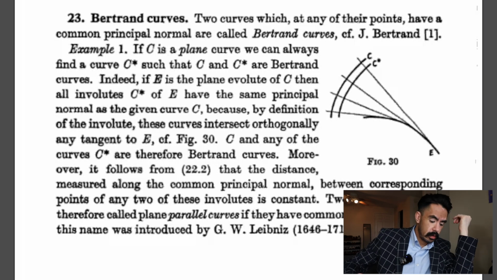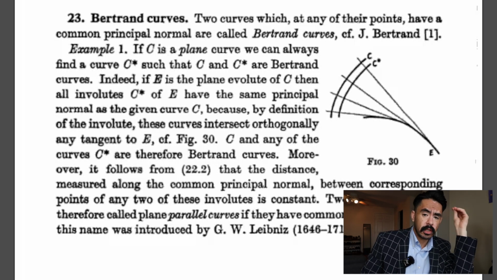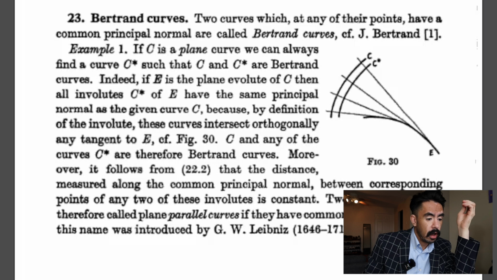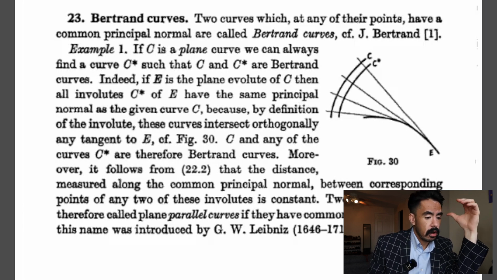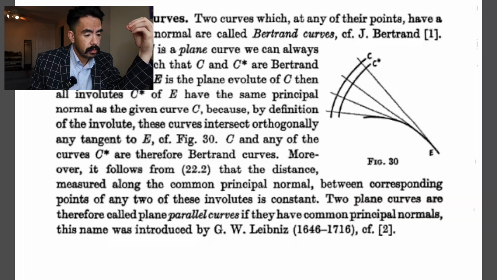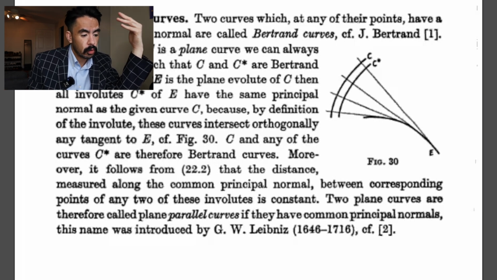Moreover, it follows from the representation of the involutes of a given curve that the distance measured along the common principal normal between corresponding points of any two of these involutes is constant. Two plane curves are therefore called plane parallel curves if they have common principal normals.